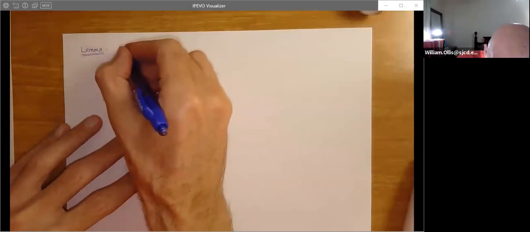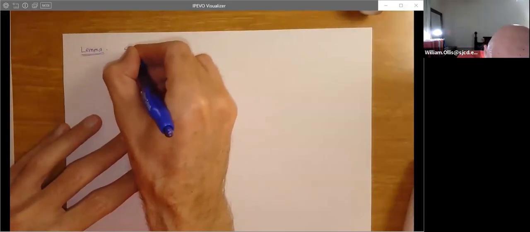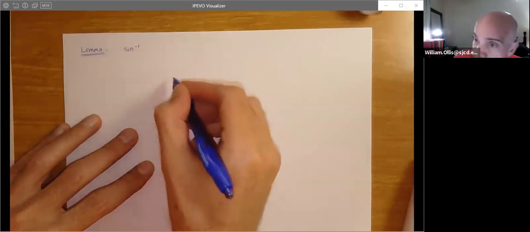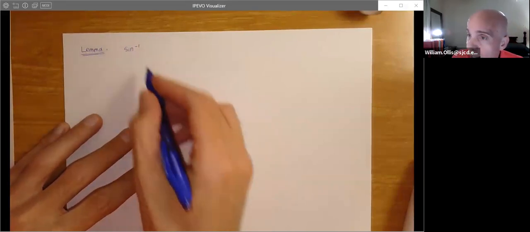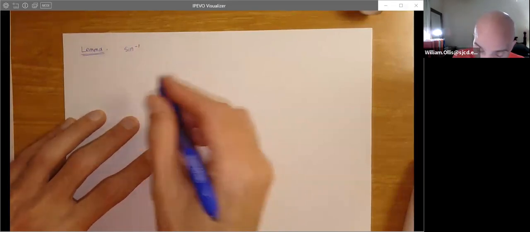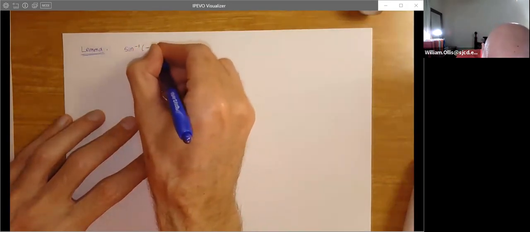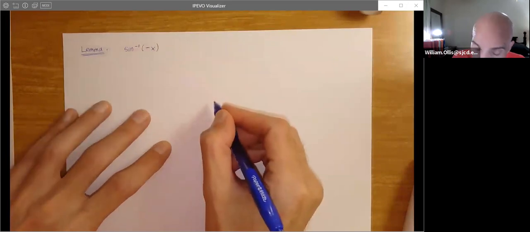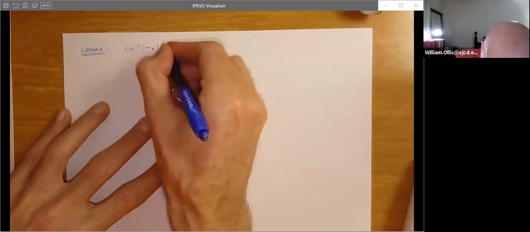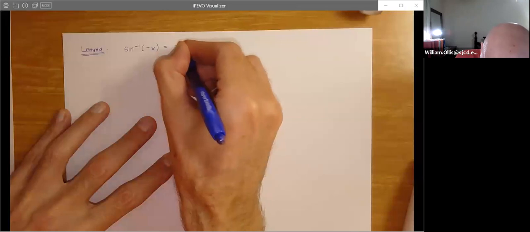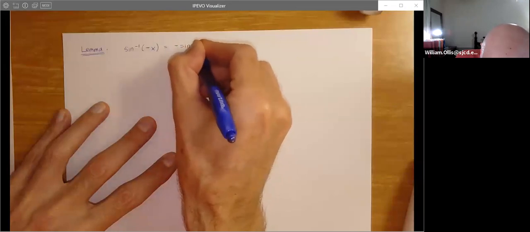So the next lemma will be inverse sine. Again, you can call this arc sine, but you can see why I like the -1. I prefer that. It's easier to work with, but use whatever you like. The inverse sine of the additive inverse of x equals the additive inverse of inverse sine.